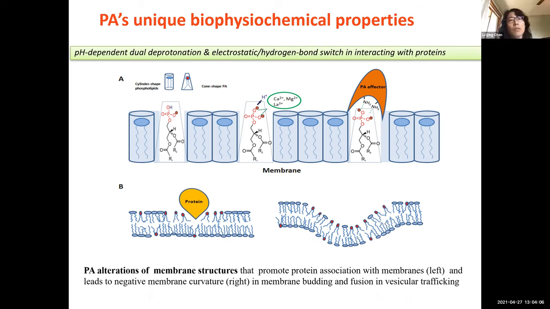But for the transcription factors, they function in the nucleus, not the membrane. That's right. PA is produced in the nuclei. PA also, in the membrane form with the lipid, goes through a transition from monomer to the liposome formation process.